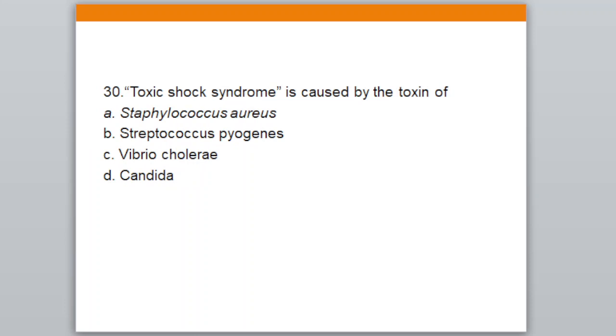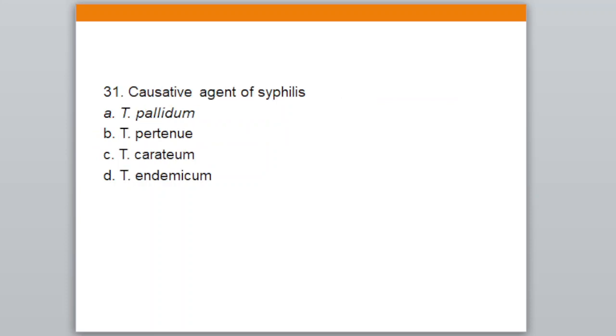Question 30. Toxic shock syndrome is caused by the toxins of A. Staphylococcus aureus, B. Streptococcus pyogenes, C. Vibrio cholerae, D. Candida. The correct answer is A, Staphylococcus aureus.